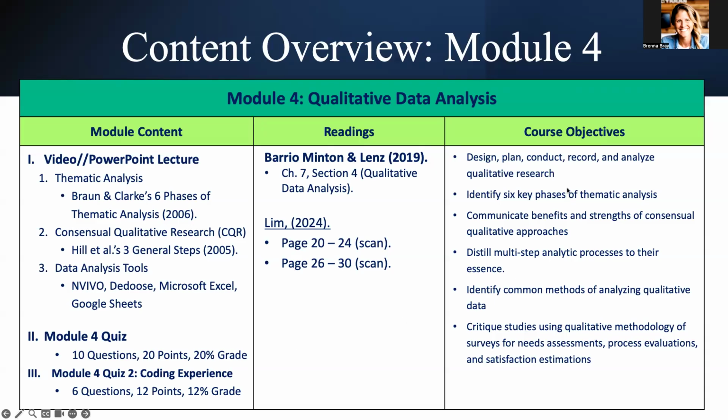By the end of this module, you should be able to design, plan, conduct, record, and analyze qualitative research. You should be able to identify 6 key phases of thematic analysis. You should be able to communicate benefits and strengths of consensual qualitative approaches, distill multi-step analytic processes to their essence, identify common methods of analyzing qualitative data, and critique studies using qualitative methodology of surveys for needs assessments, process evaluations, and satisfaction estimates, which are covered in Module 1.